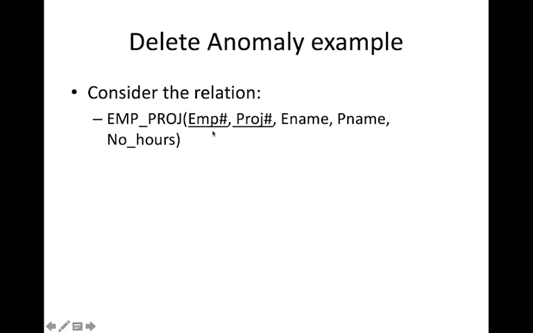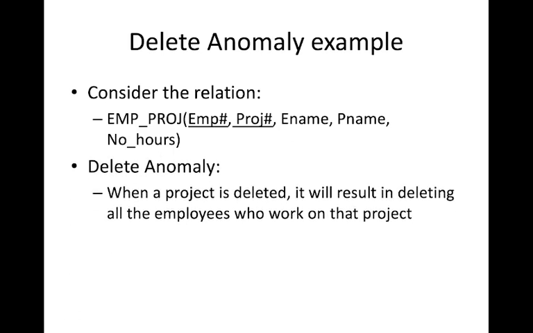So we have this table. We will take the same example: emp number, project number, e name, p name, and number of hours. The delete anomaly occurs in this table also. When we try to delete a project, it will result in deleting all the employees who are working on that project, because this combination is the primary key. So when we delete a particular project, all the employees working in that project will also get deleted from this table.